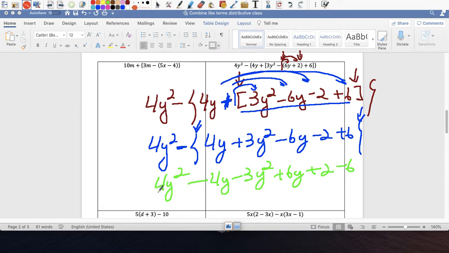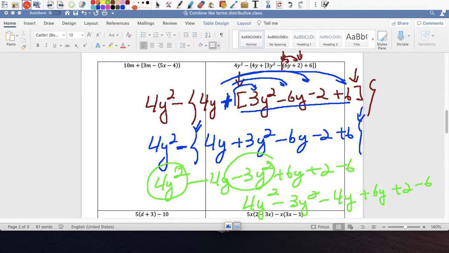Now we can combine like terms. Let me move things around. Minus 3y squared, so I combine this guy and this guy. Minus 4y plus 6y plus 2 minus 6. All my like terms are next to each other. These two first. 4y squared minus 3y squared is just 1y squared or y squared. Minus 4y and plus 6y is plus 2y. And then 2 minus 6 is just negative 4. Okay?